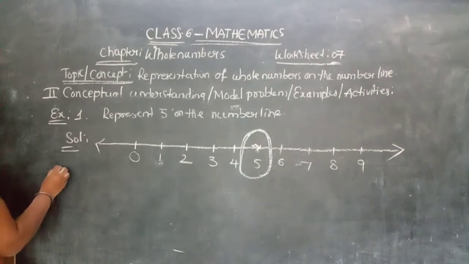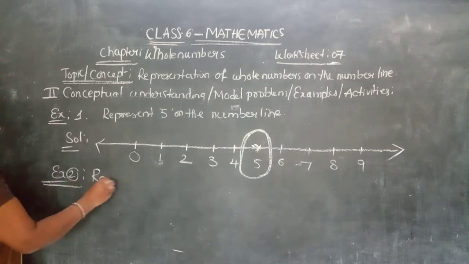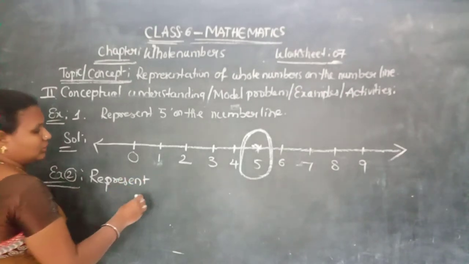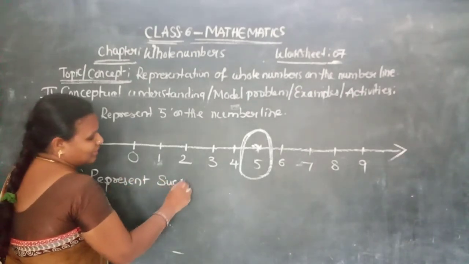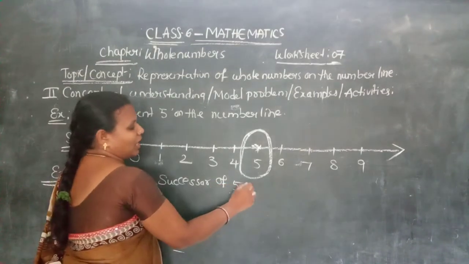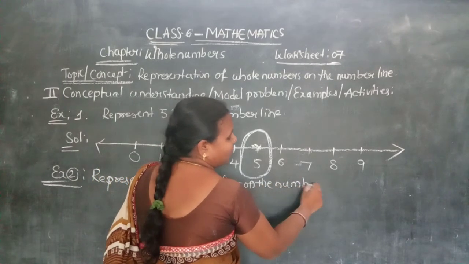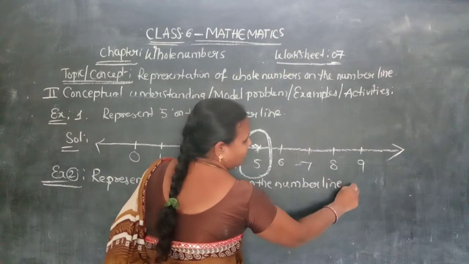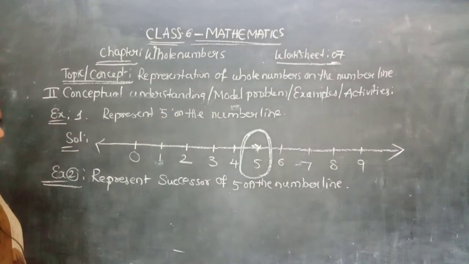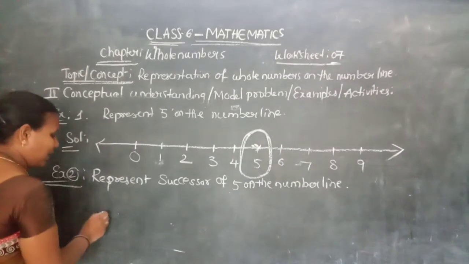And example 2, represent successor of 5 on the number line. Successor of 5 means what is the number? Successor means the number after, that is 6. So, successor of 5 means 6 we have to represent.